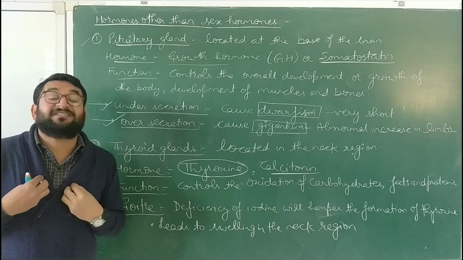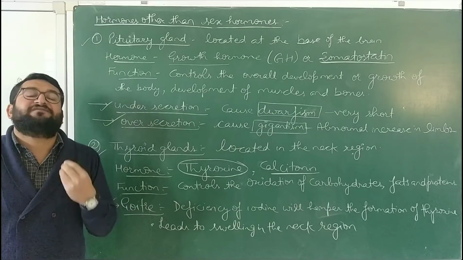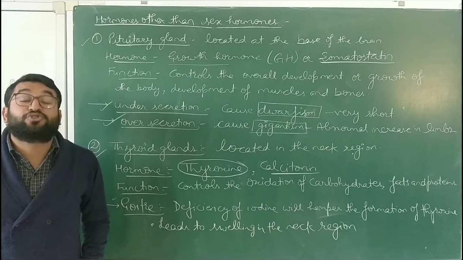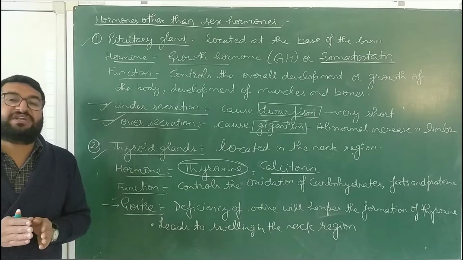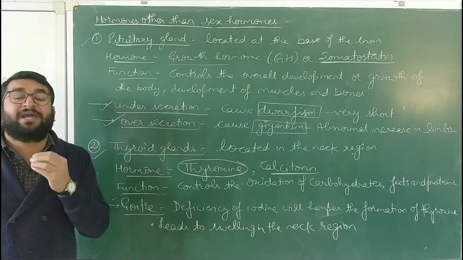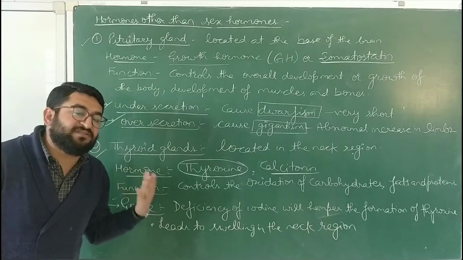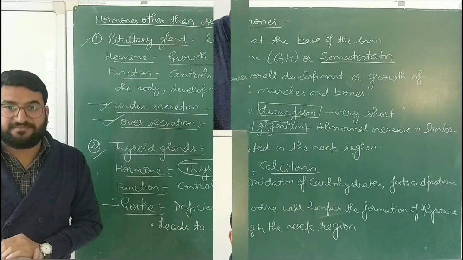So to prevent ourselves from goiter, we have to take iodine in our diet, and iodine we are taking through our salt. The salts which are available to us in the markets are iodized salts, so that we will not suffer from the disease named goiter.